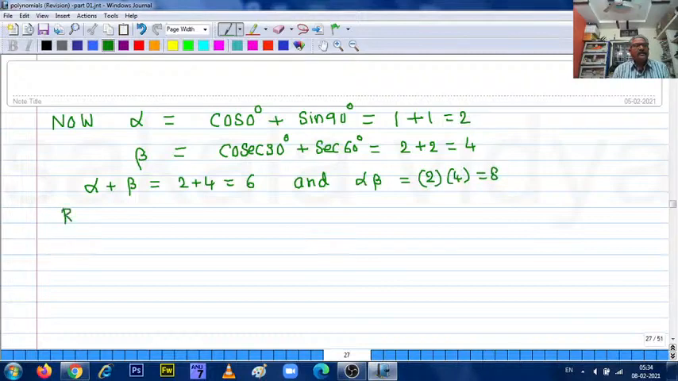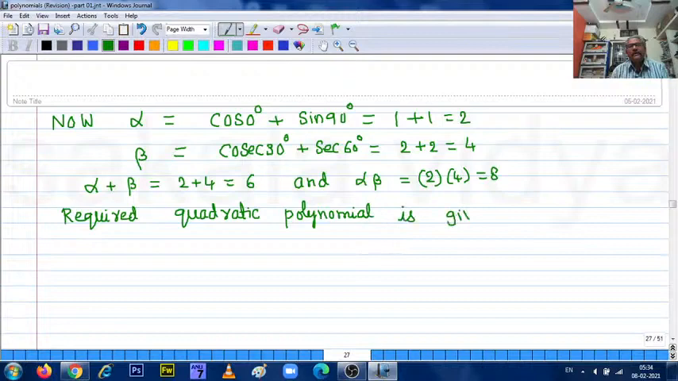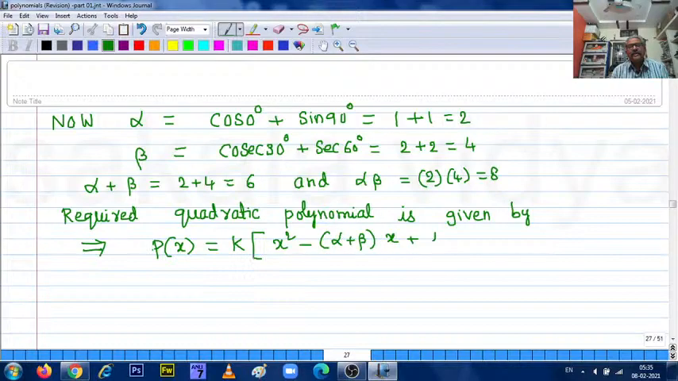So now the required quadratic polynomial is given by, so that implies P of x equals k times, this is a formula you need to remember, all of you, x square minus (alpha plus beta) into x plus alpha beta. Here k does not equal 0. K should not be equal to 0.